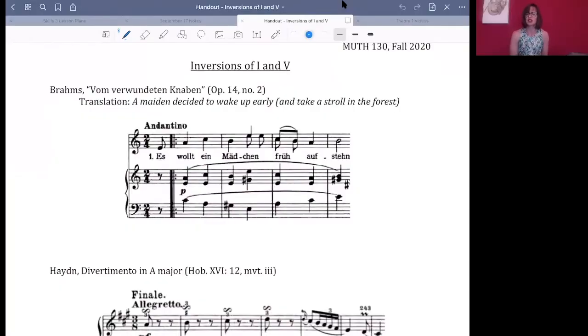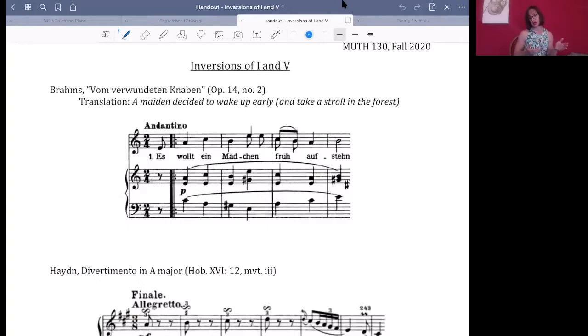Okay, the main question that we are answering today is what can you do when you only have tonic and dominant harmonies to work with to make the music a little more interesting? Specifically, are there any ways that we can manipulate those harmonies so that we get a more interesting bass line? The answer to that obviously is yes. And we are going to be focusing on what happens when we use the first inversion of tonic and dominant. So the 1-6 and the 5-6.